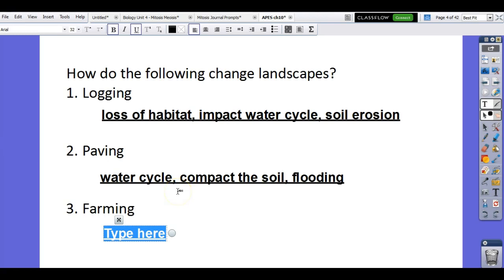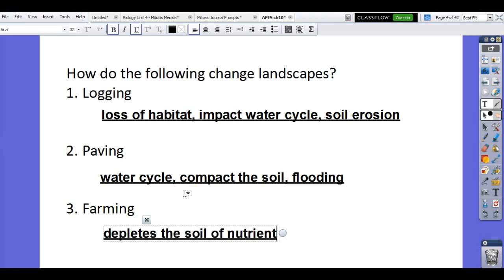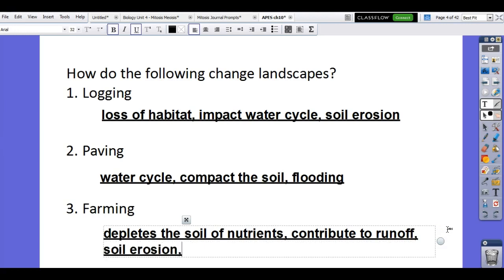Farming. How does farming change landscapes? Well, it depletes the soil of nutrients. It might contribute to runoff, increase soil erosion, and compact the land, the soil. So lots of different things. And what I want you to start thinking about is how, as humans, do we change our land? Because we're talking about land right now.